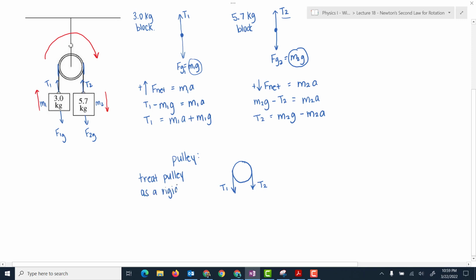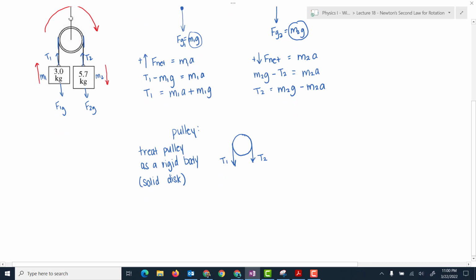And what is the shape of a pulley? In every case, we're going to assume a pulley is a solid disc, unless they tell us otherwise, but it's almost always going to be a solid disc. Okay, so that's what our pulley shape is. So now we're going to look at the net torque of this pulley.